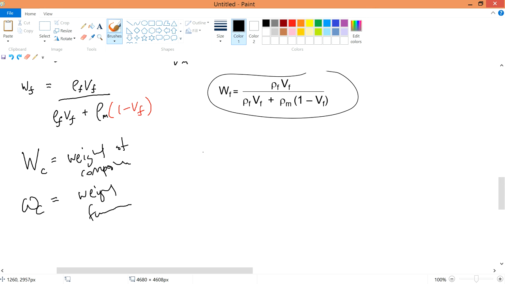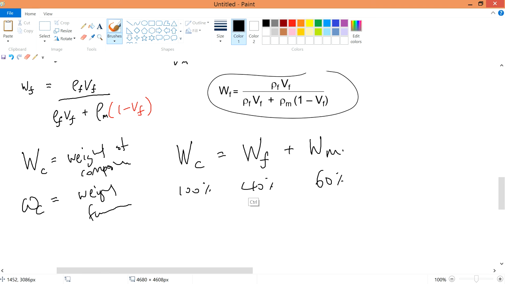But anyway, if you apply this to our scenario, the weight of the composite is equal to the weight fraction of the fiber plus the weight fraction of the matrix. For example, if this is 60% of the weight for the fiber, the matrix will be 40%. In total, they are 100%. So if I utilize this, I would say that this WF is this one.